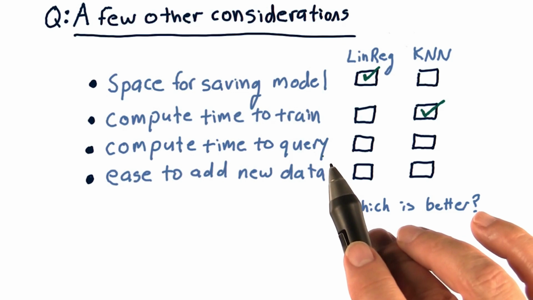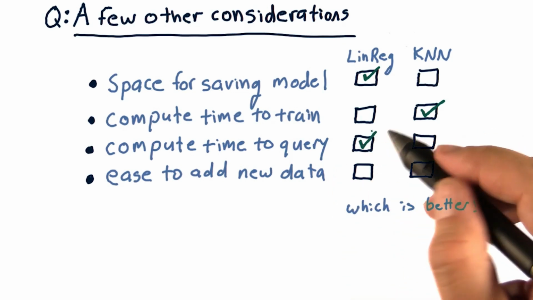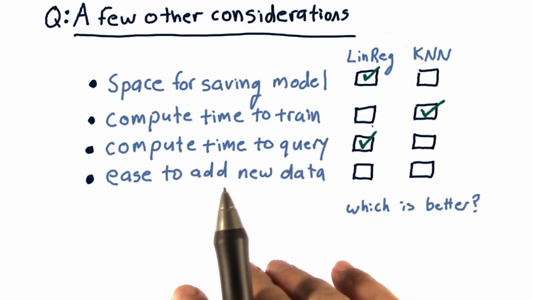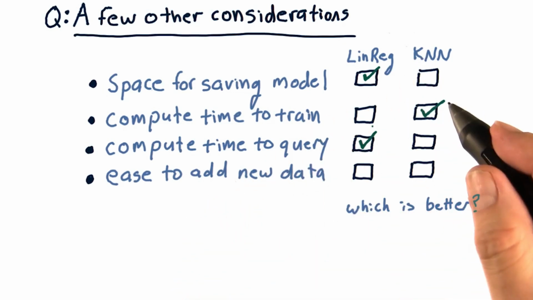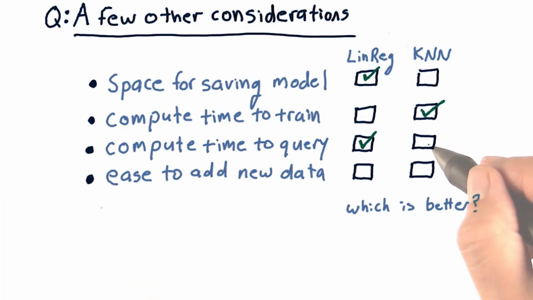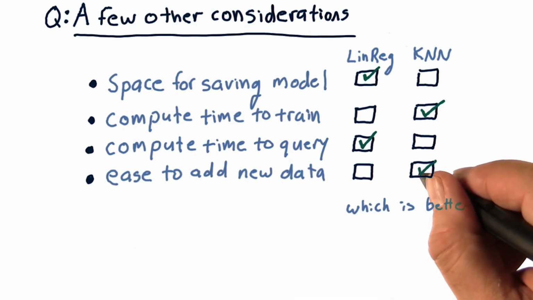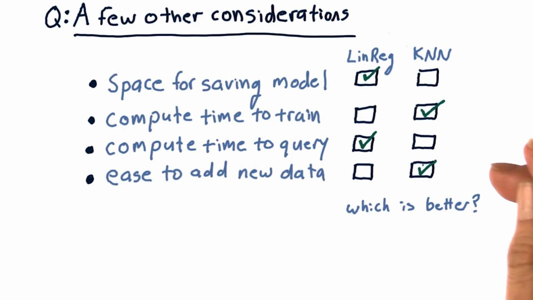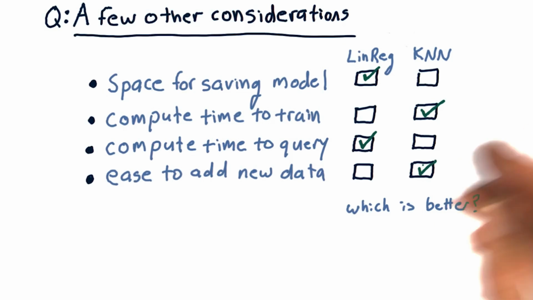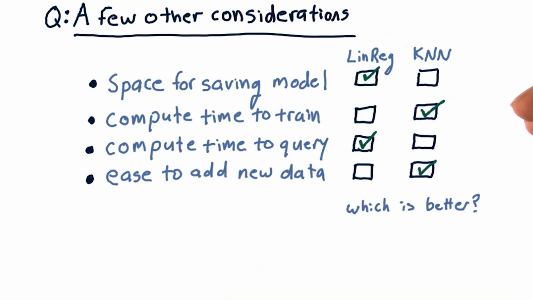Compute time to query. LinReg wins hands down. All you do is you plug your x in, multiply it out, and that's the answer. KNN requires quite a bit of time to query because you have to, among other things, usually do a sort across all the data. Ease to add new data. KNN wins that because all you got to do is just plop it in there. You don't have to do any recalculation. With linear regression, you have to add the new data and then recompute the factors.